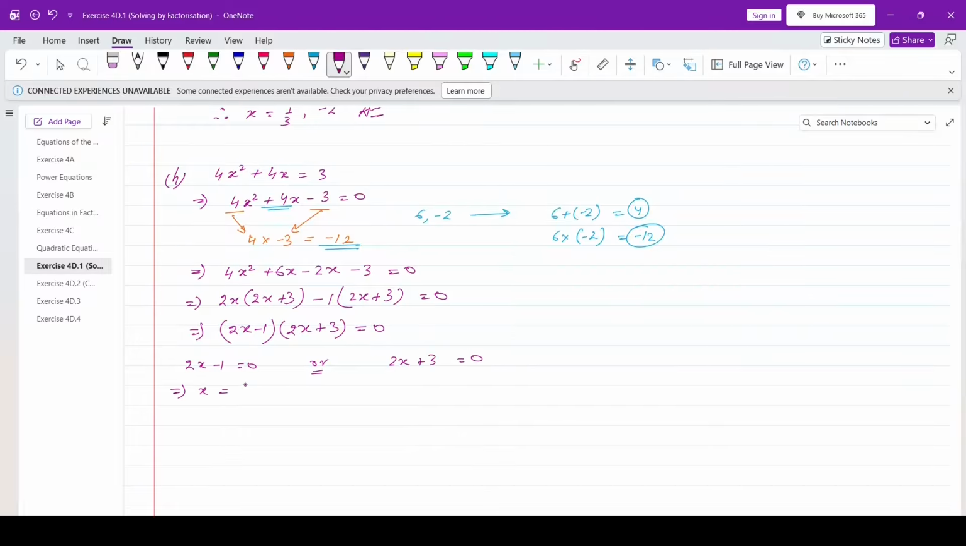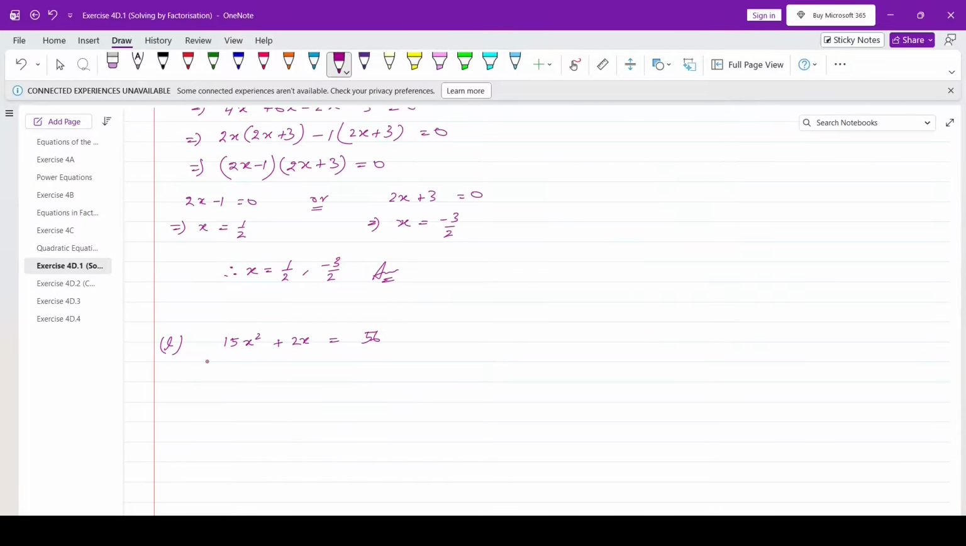So from here, x is equal to 1 divided by 2. And from here, x is equal to negative 3 divided by 2. Therefore, x is equal to half, or negative 3 divided by 2. L. 15x square plus 2x is equal to 56. Let's rearrange. 15x square plus 2x minus 56 is equal to 0.